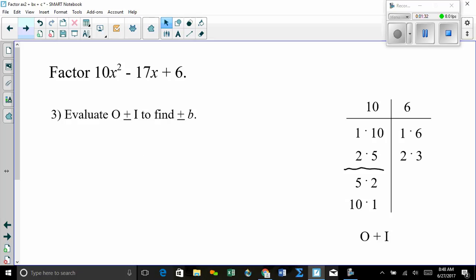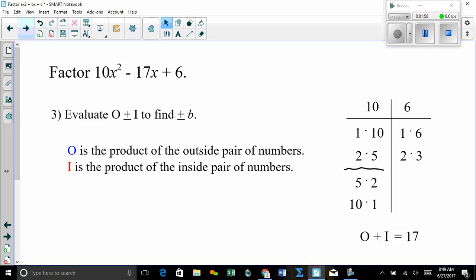Step number 3, we actually have to evaluate O plus or minus I, and what we want to find is positive or negative B. In our case, we want negative 17. However, if we get positive 17, that would be okay also. We'd just adjust our signs. So in this case, because we're only dealing with positives, we're going to do positive 17. The O, again, is the product of the outside pair of numbers. I is the product of the inside pair of numbers.